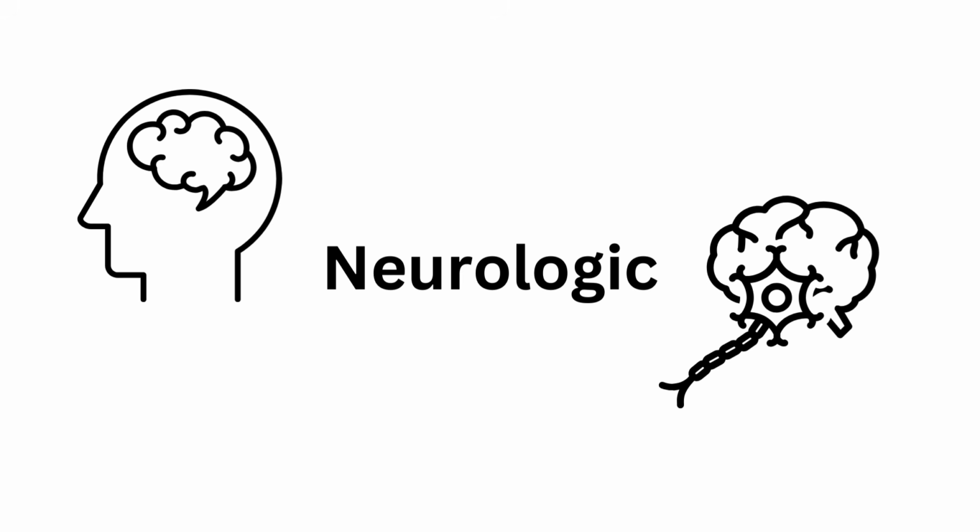All right, neurologic. Think of the brain, or if you can remember neural. So neurologic means relating to the nervous system. This is another good word, neurovascular. So this is relating to the nervous system and the blood vessels. So remember neural, nervous system, vascular, think of blood vessels.